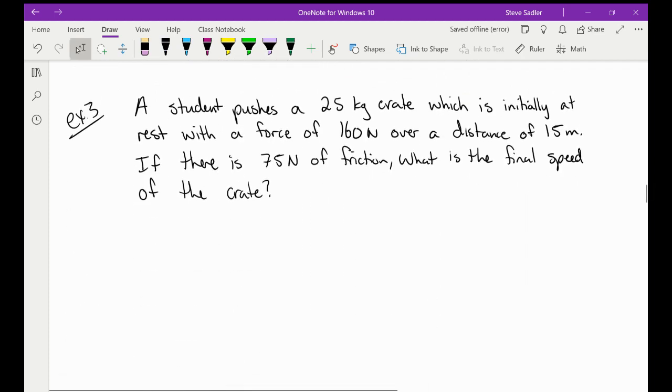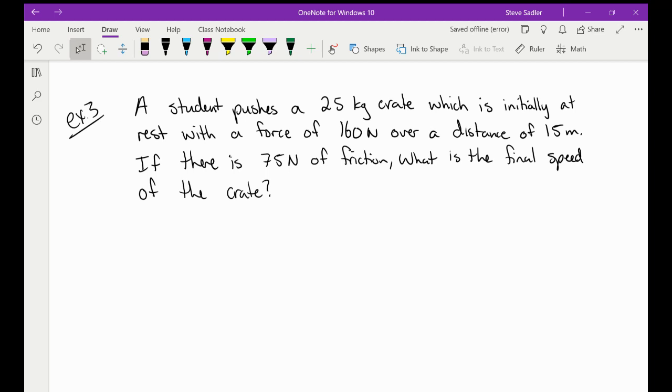A student pushes a 25 kilogram crate, which is initially at rest, with a force of 160 newtons over a distance of 15 meters. If there's 75 newtons of friction, what is the final speed of the crate?